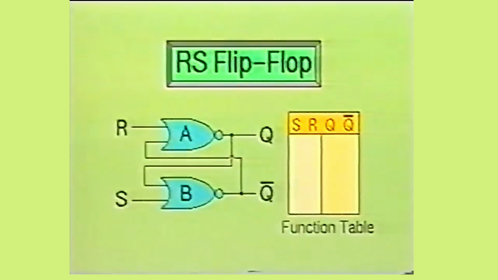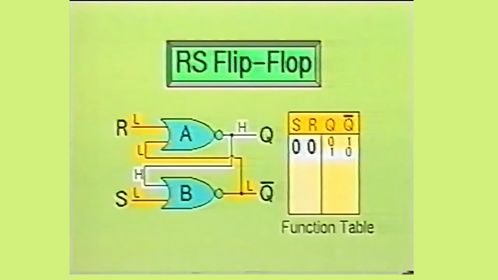As you can see, the basic RS flip-flop consists of 2 NOR gates which are cross-connected. To better understand how the flip-flop functions as a memory device, we will examine this simple circuit. When both inputs are low, the outputs for Q and not Q could either be high or low depending on which gate turns on first. For example, let's assume that gate A turns on first.